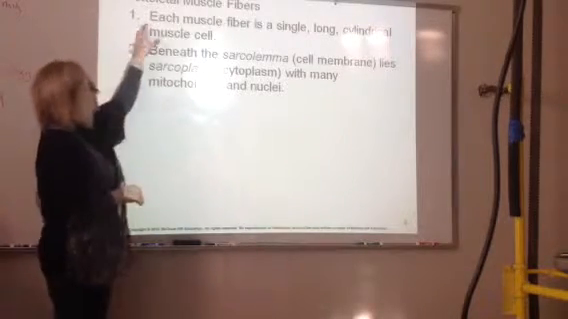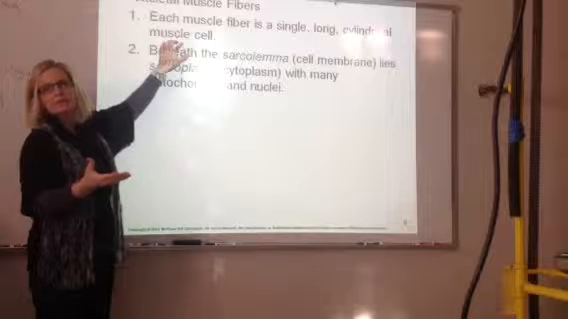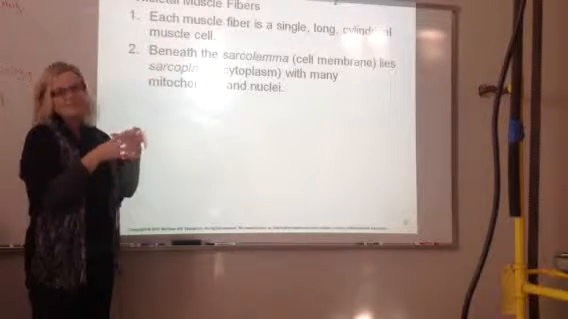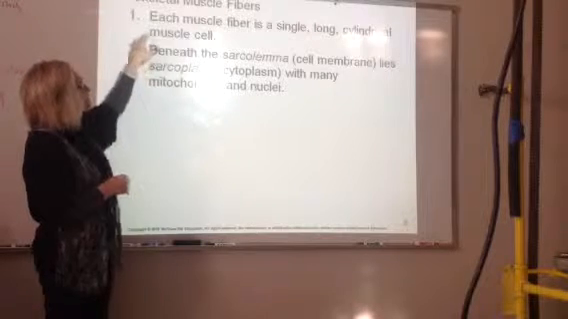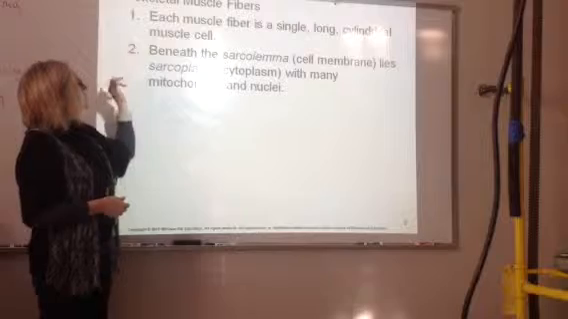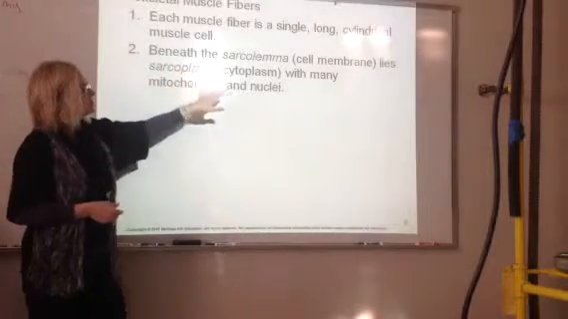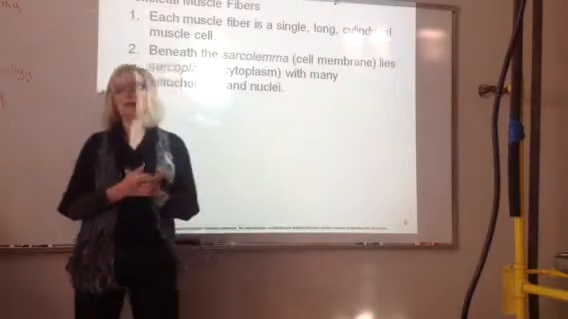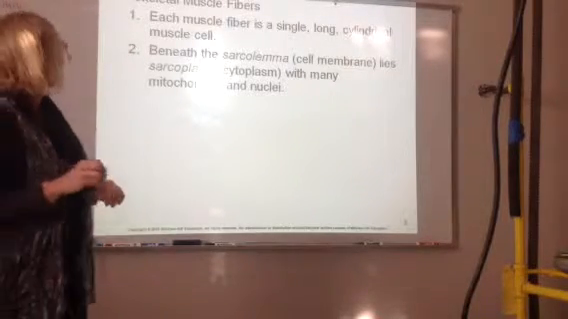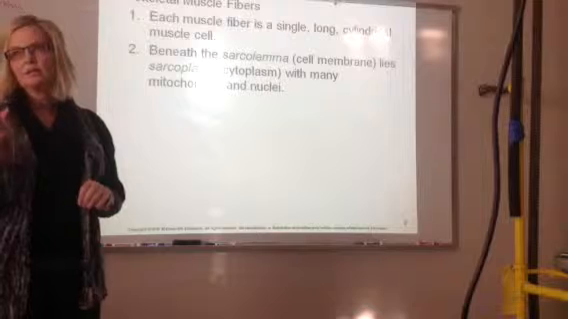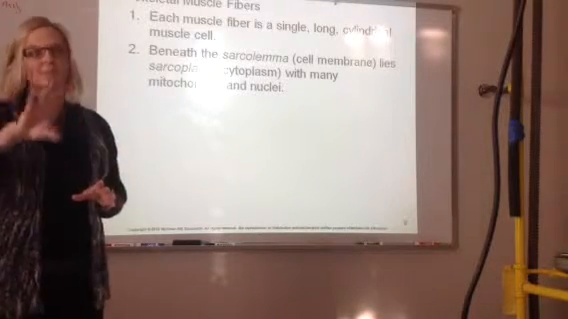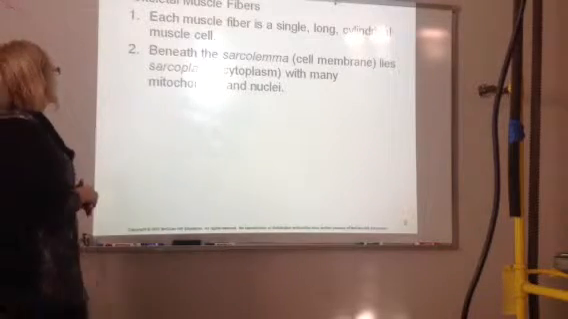So a muscle fiber is a muscle cell. They're just called fibers because they're long, skinny cells. They're not round and shaped like most cells are. They're long, they're shaped like a cylinder. They also have special names. So when we study cells in biology, we talk about the cell membrane. In a muscle cell or a muscle fiber, the cell membrane is called the sarcolemma. So that's the outside membrane of your cell.